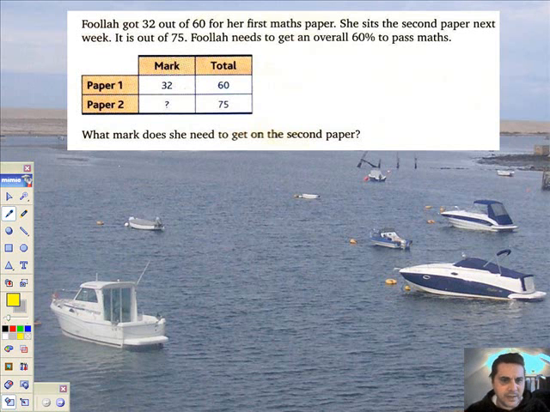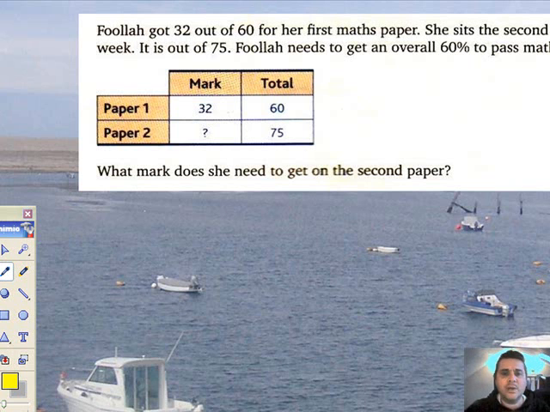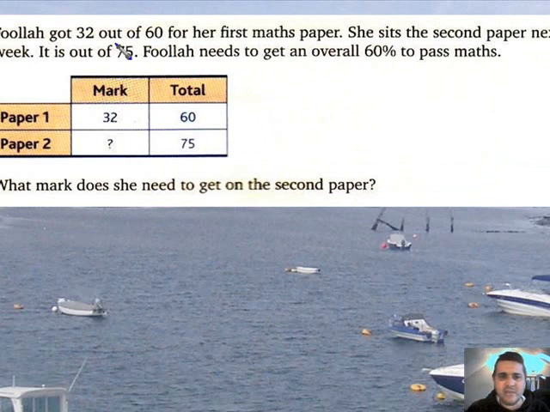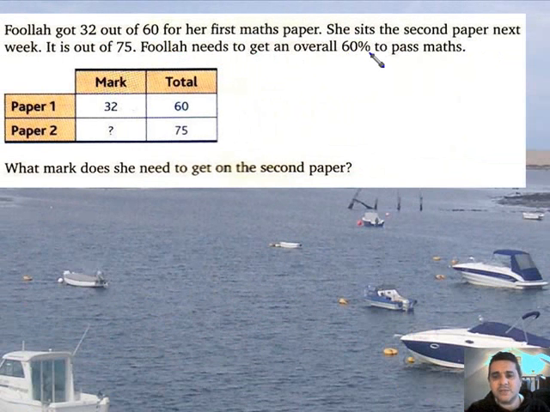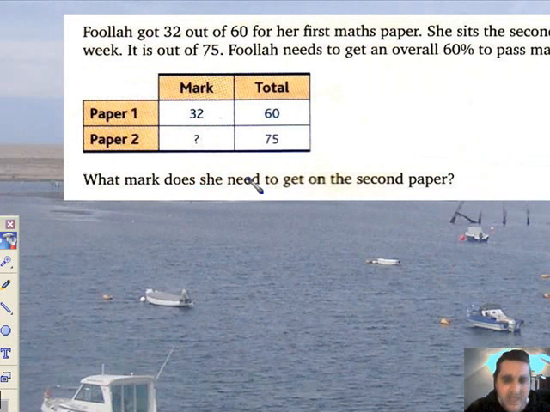I keep saying that. So anyway, this is question 6 on page 61. It says Fula got 32 out of 60 for her first math paper. Okay, over half marks. She sits the second paper next week. It's out of 75. Now Fula needs to get an overall percentage pass mark of 60% to get her maths, essentially. So what mark does she need to get on the second paper?